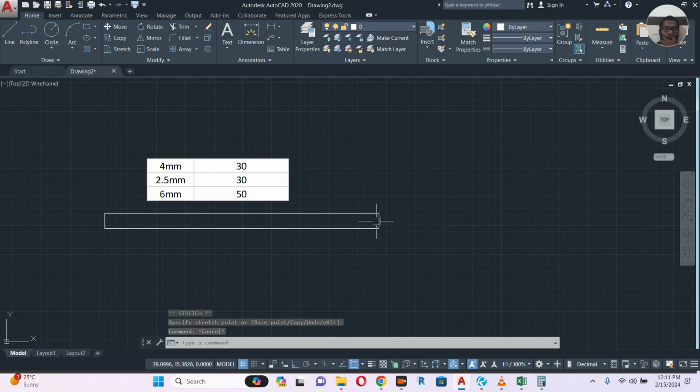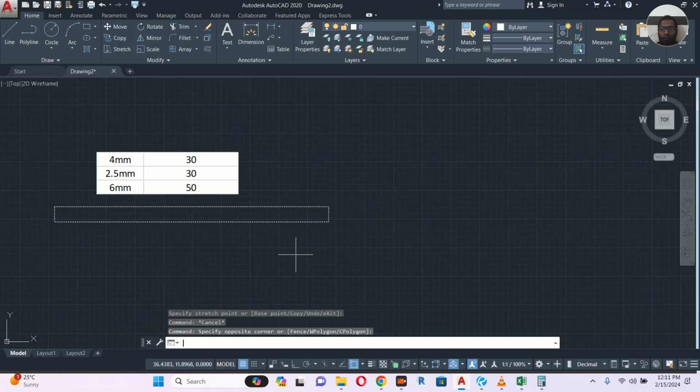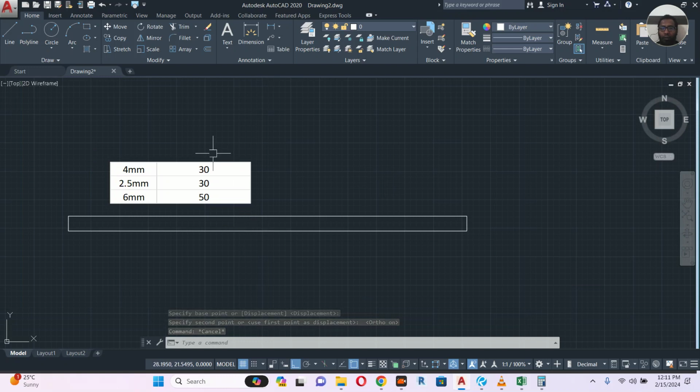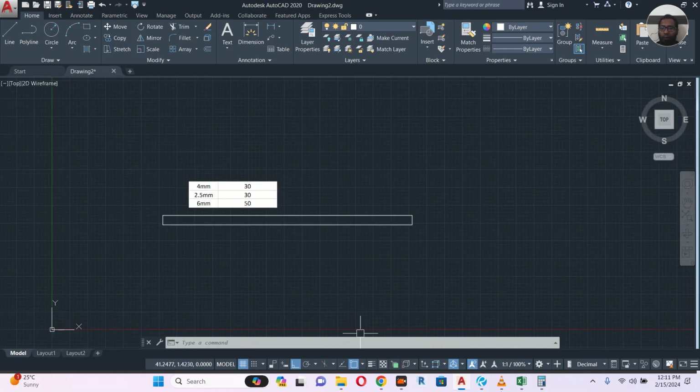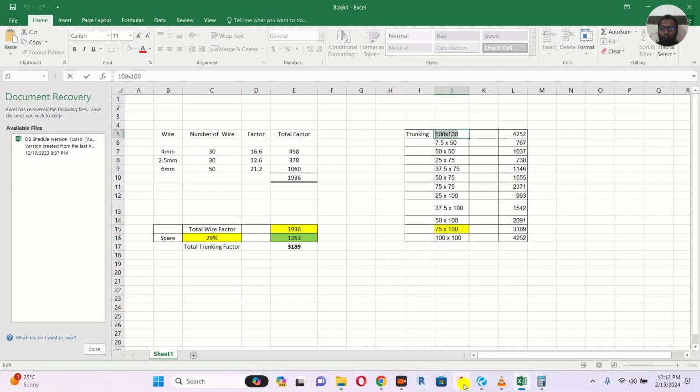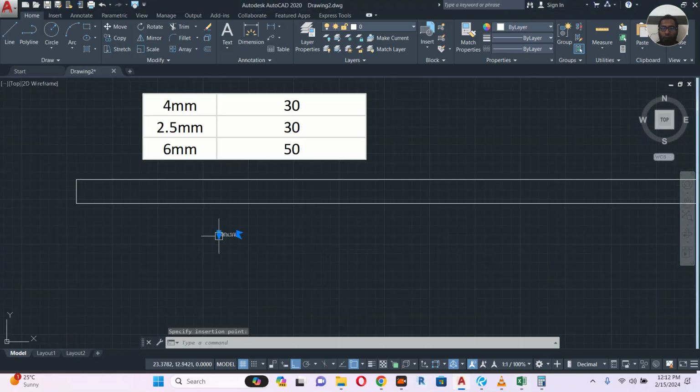Now after 10 meters, so let's say the full building I have 50 meters, but after 10 meters my wires are getting low, half of this. So 30 becoming 15, this 30 becoming 15, and this 50 becoming 25. But the trunking size is 100 by 100. Trunking size I am using 100 by 100. Okay, so let's make it bigger.